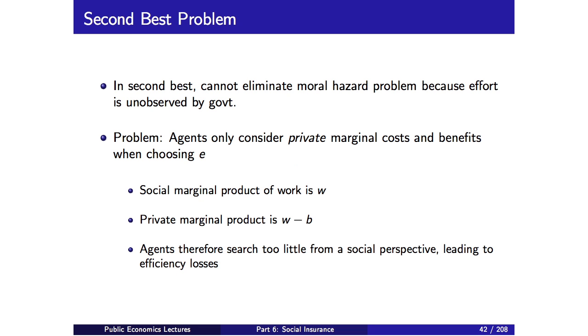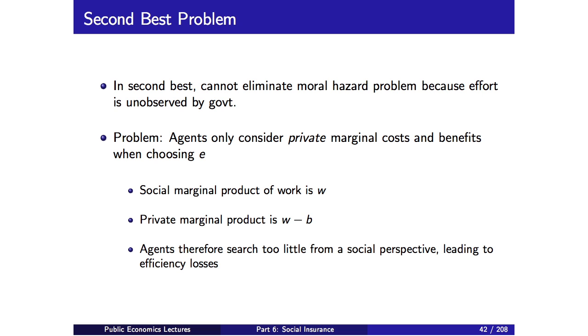Okay, now in practice, you're not going to be able to eliminate the moral hazard problem because effort is unobserved by the government. So fundamentally, the reason we're not able to implement the first best always boils down to some kind of informational problem. And in this case, the informational problem is that you can't see effort. Just like in the Mirrlees model in the case of taxes, you couldn't see the agent's effort when you're designing the tax system, and so you had to tax on the basis of earnings rather than skill levels, right? It's an analogous problem here.